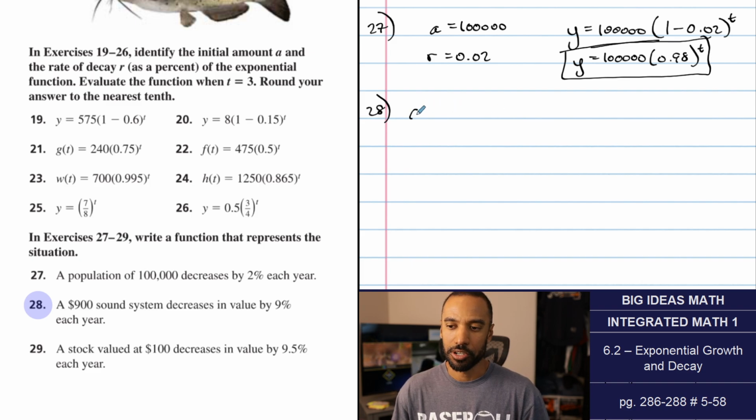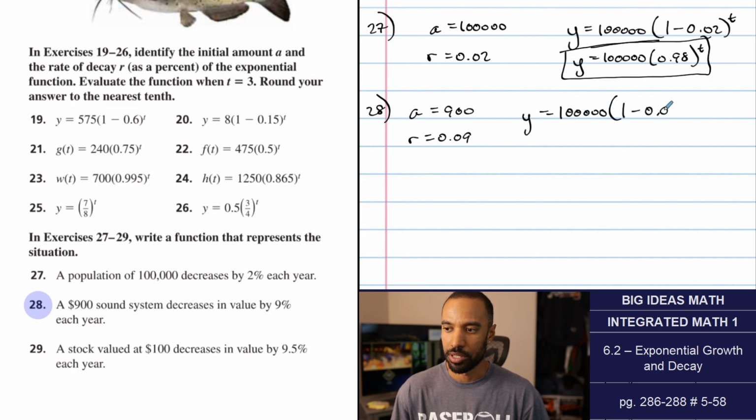All right, a $900 sound system. That's our initial amount, 900 buckos. Decreases in value by 9% each year. Kind of like the other one, 0.09 in this case. So 100,000 times 1 minus 0.0. Oh, not 100,000. That's a great sound system, I'm sure. $900 times 1 minus 0.09 to the t power. 1 minus 0.09, take away 9% from 100%. That's 91%, 0.91.